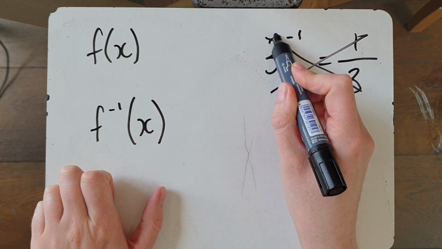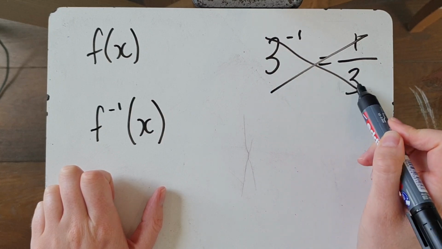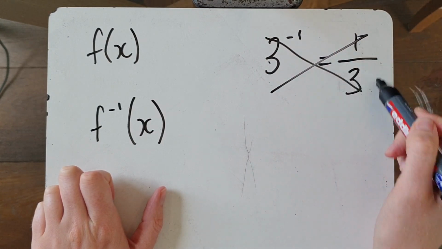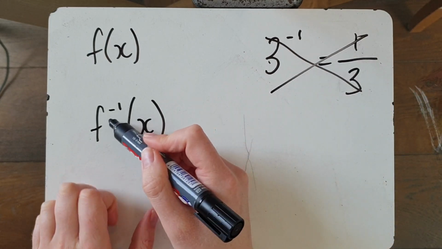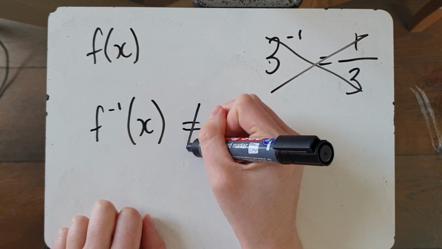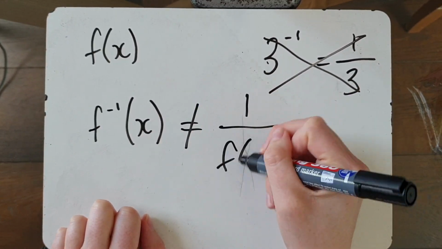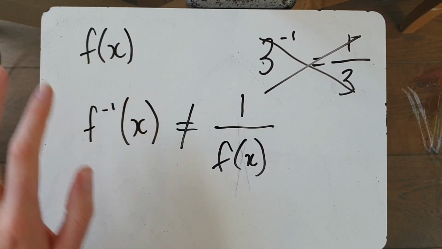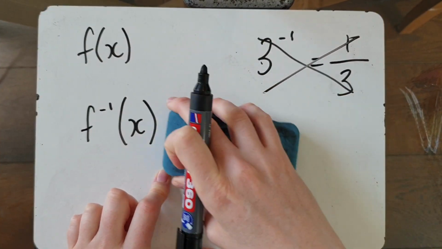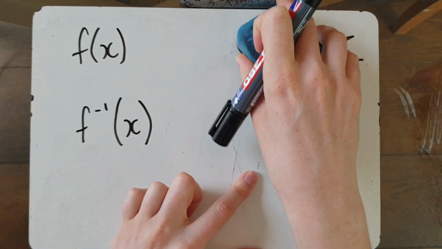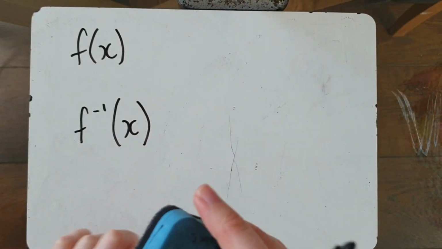If you multiply 3 with its inverse, you'll get 1. So 3 to the negative 1 in numbers would be 1 over 3. But f to the negative 1 of x is not 1 over f of x. That is not what it means. What it means is whatever's happened in f of x, f inverse of x reverses that. So we're going to have a look at an example.